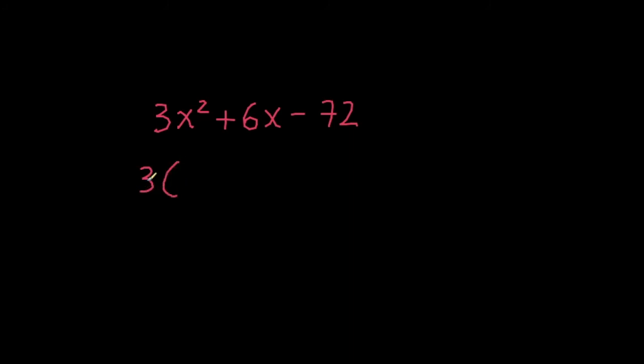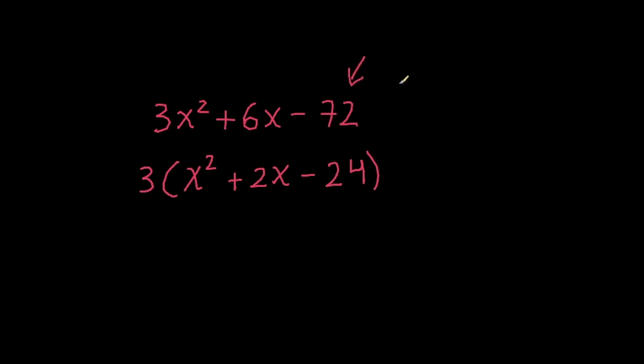3 times what gives me 3x squared? x squared. 3 times what gives me 6x? It's just positive 2x. And there's a minus. 3 times what gives me 72? Just 24. And how did I immediately know that there is a factor of 3 here? How did I know that 72 has a factor of 3?